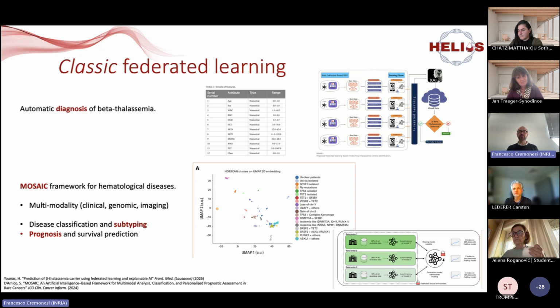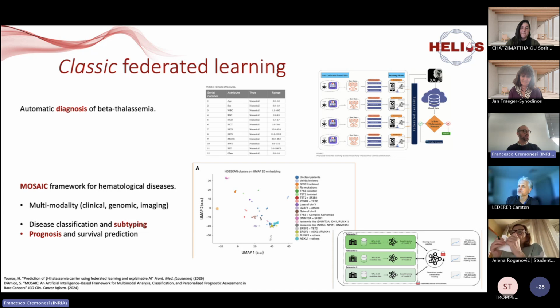But I didn't really like this paper because it was only what we call simulated federated learning. They took a data set and simply decided to split it in a synthetic way among fake centers. So it's not really, I think, super interesting. It just shows that you can apply the algorithm.